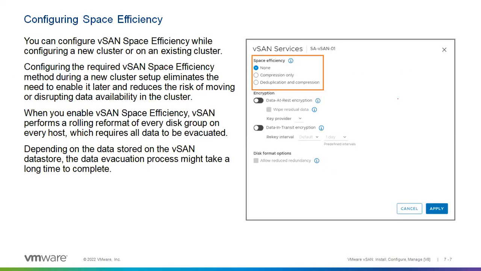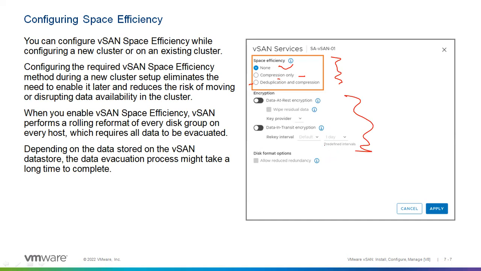When we talk about the opportunistic technologies, by default my selection is none. What we can implement is compression only, or we can apply dedupe and compression. These are the storage efficiency options. Encryption we'll talk about in a separate section about security.